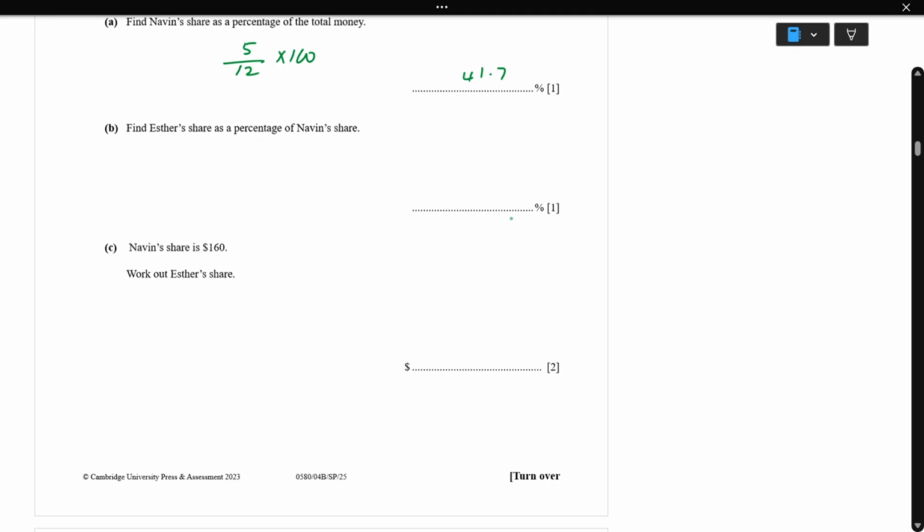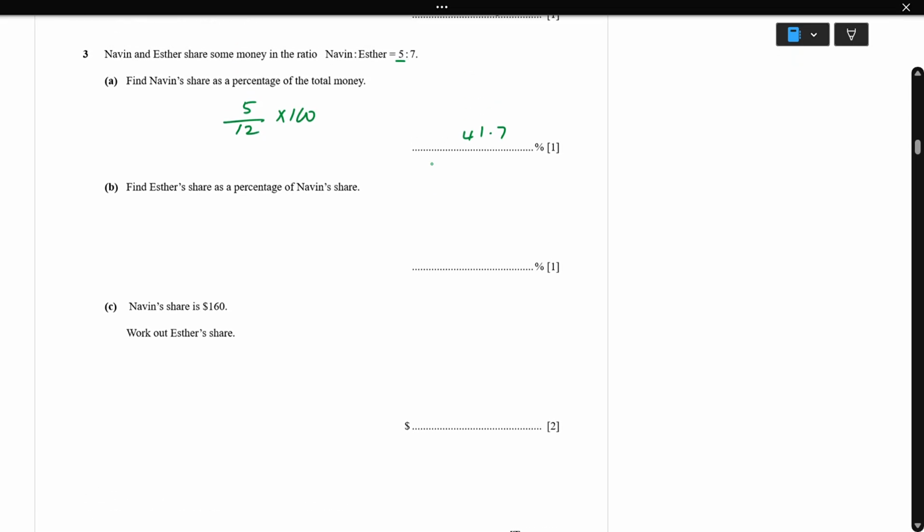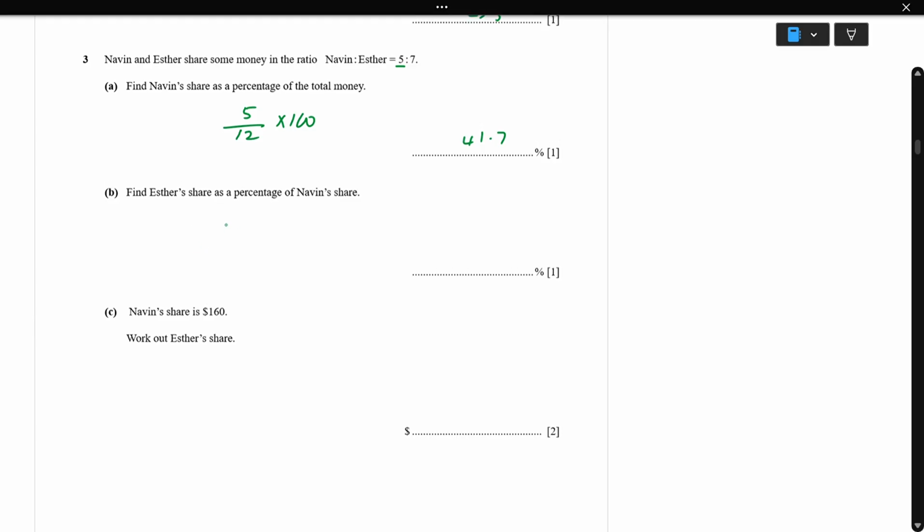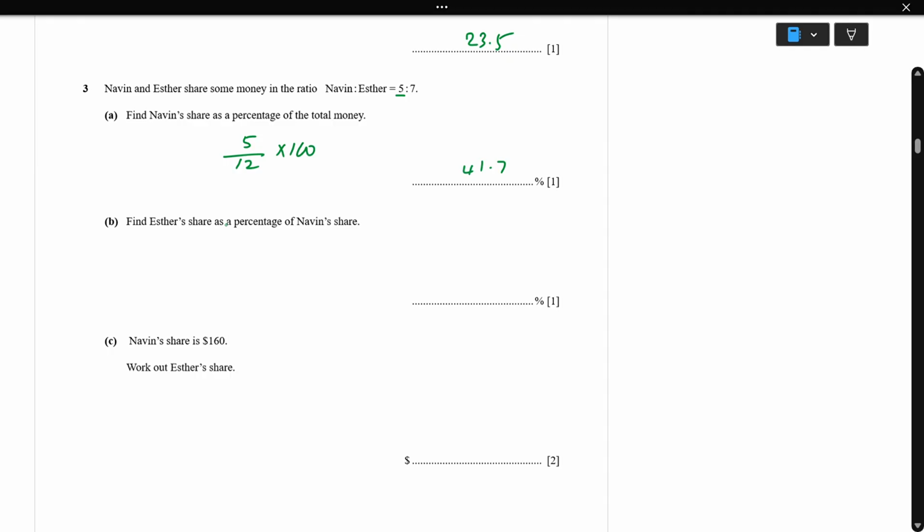Find Esther's share as a percentage. Navin's share is 5, which is Esther's share is 7. So 5/7, because it's not about the total value, it's about Esther and Navin's share, which is 5:7 times 100, which is 140%.